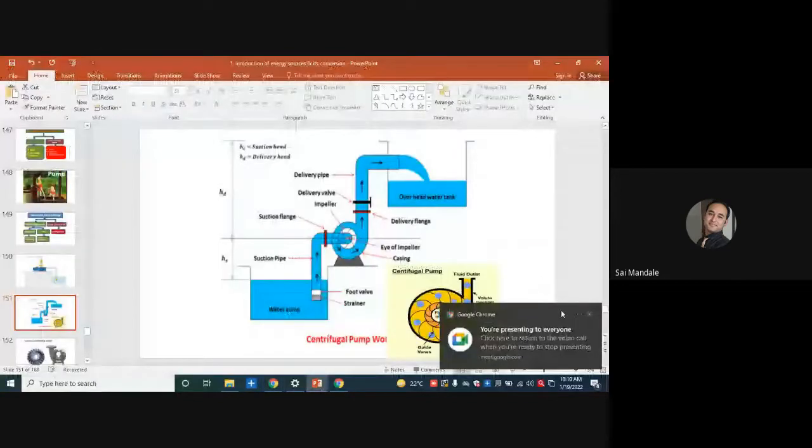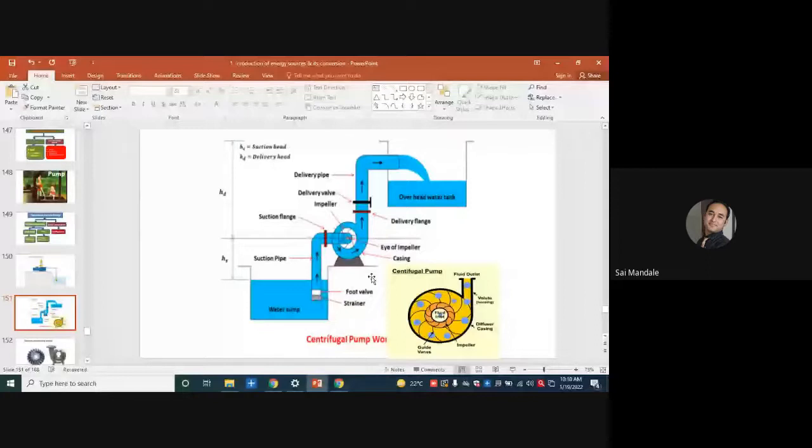Okay. Then which type of casing is this? Which type of casing is this? This is a volute casing. Which type of casing? Volute casing. Very good.